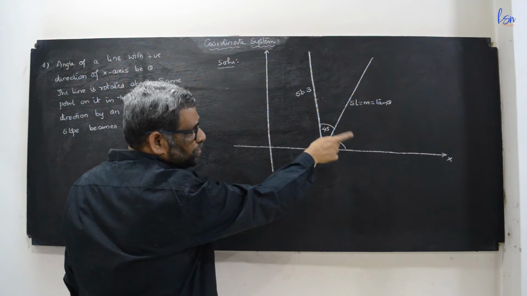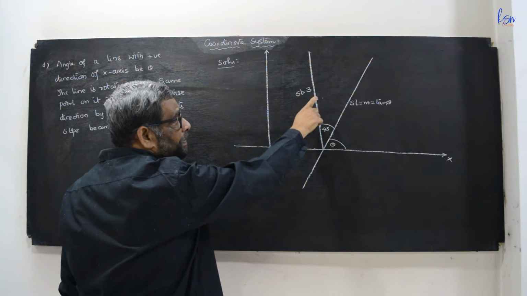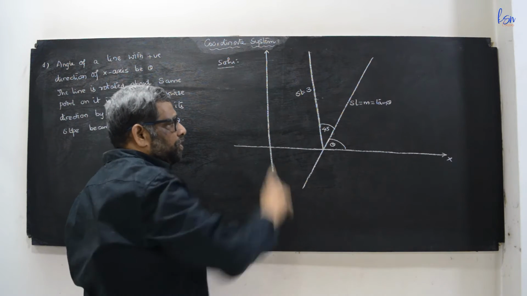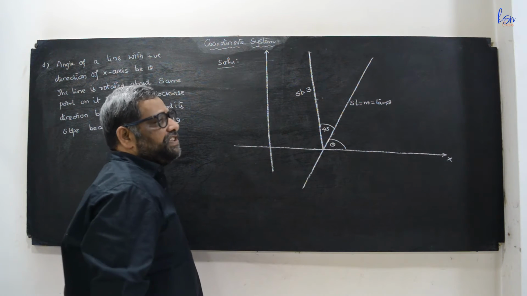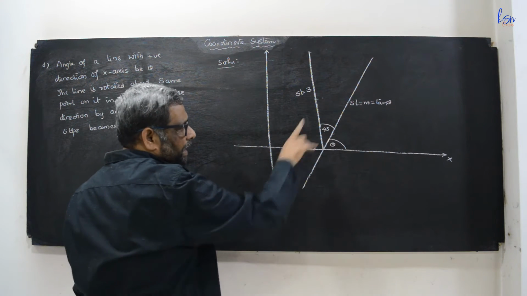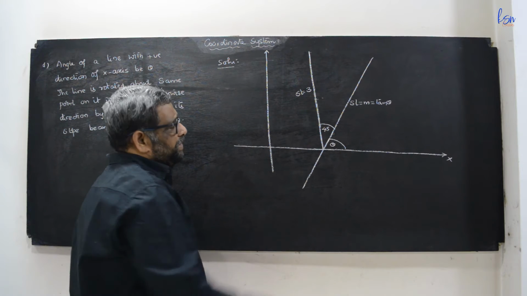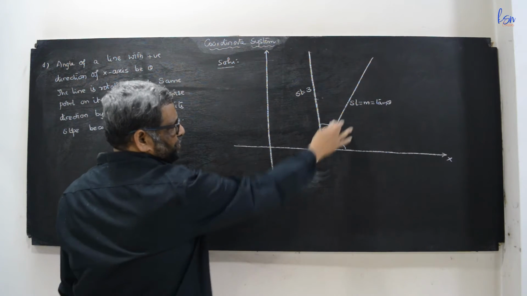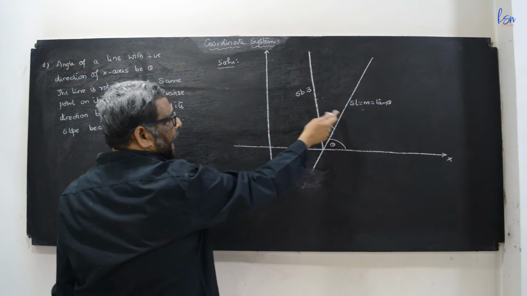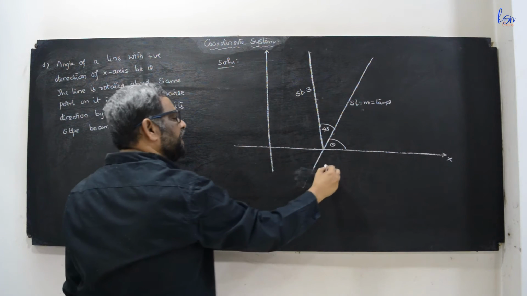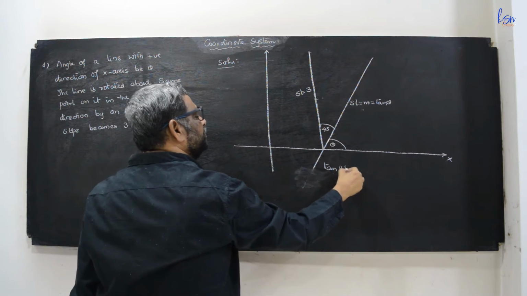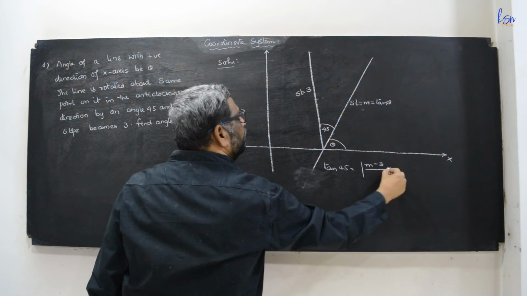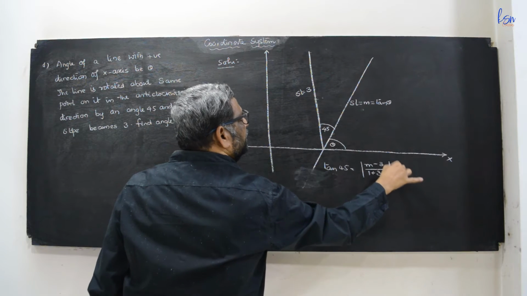45 plus theta is also less than 90 because the slope of this line is 3, a positive quantity. When the slope is a positive quantity, the inclination is between 0 and pi by 2. So 45 plus theta is less than pi by 2, so theta is also less than pi by 2, and the slope must be positive here. Now the angle between these two lines is 45, so tan 45 is equal to (m minus 3) by (1 plus 3m).